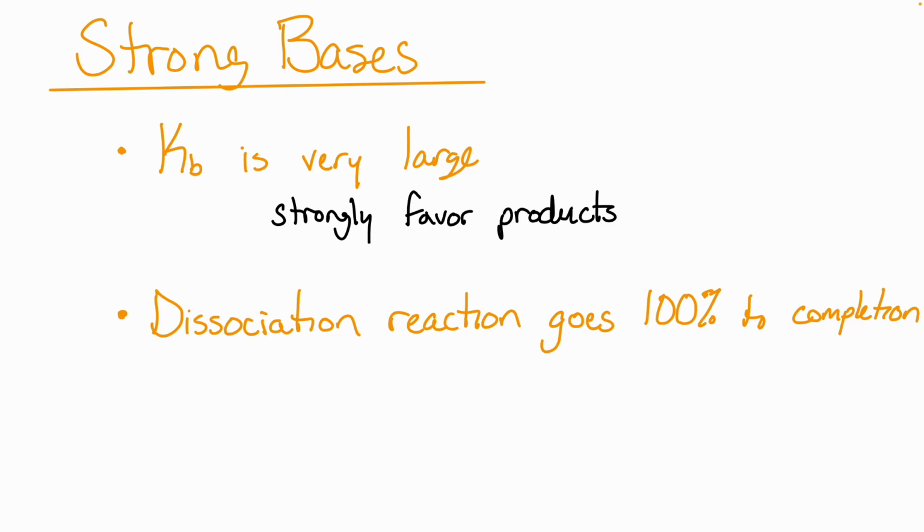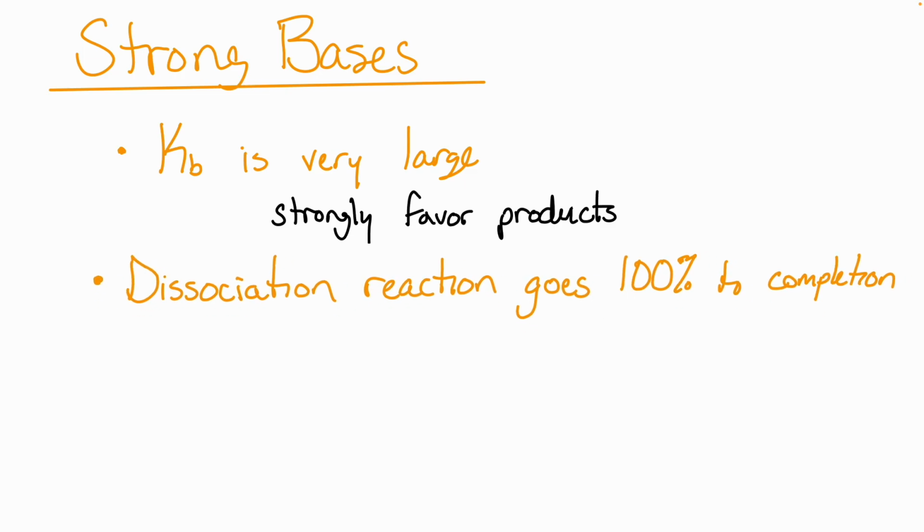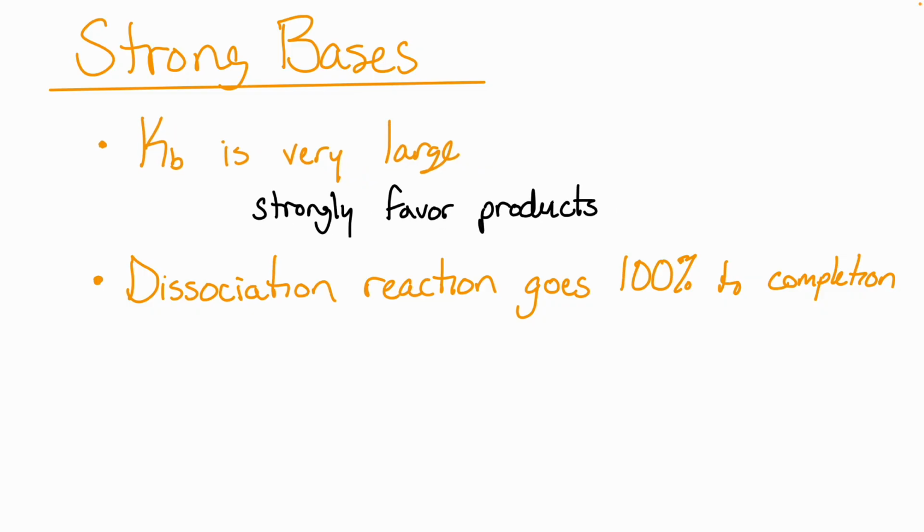Truthfully, there are a lot of strong bases out there, but you'll see a lot more of them when you get to, say, organic chemistry. For our purposes, in terms of spotting strong bases, what you need to look out for is a soluble compound that contains hydroxide. So our strong bases are soluble ionic compounds with hydroxide.